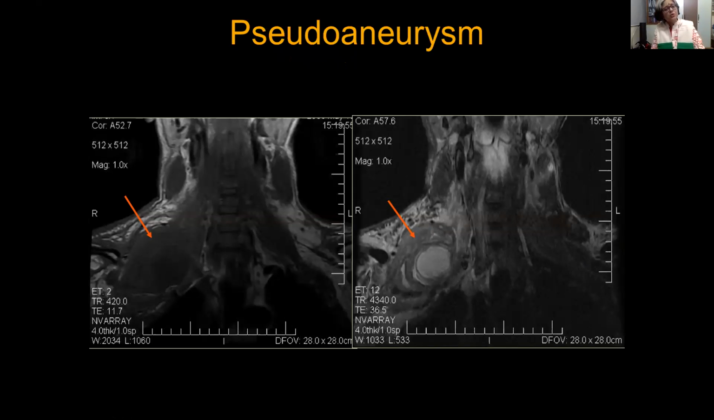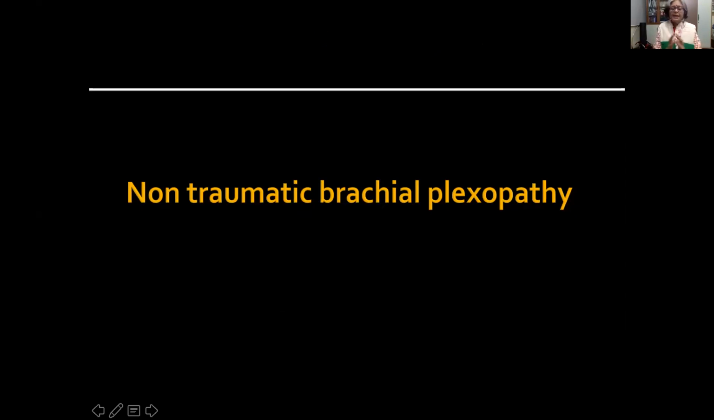This was a patient who had a clavicle fracture. He had an injury to the subclavian artery at that time, which was treated. But now, a few months, a little later down the line, he came with brachial plexus symptoms. And what do we see? We see a large pseudoaneurysm of the subclavian artery, and that was causing mass effect on the brachial plexus, causing brachial plexus symptoms.